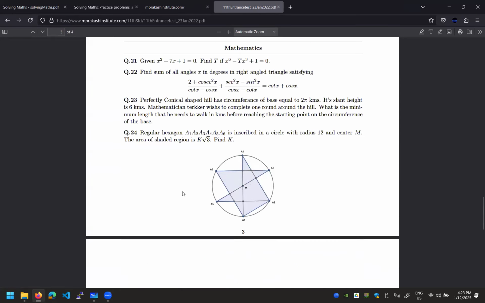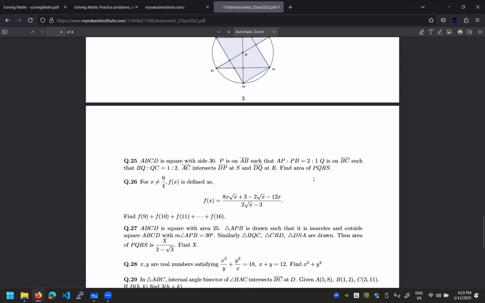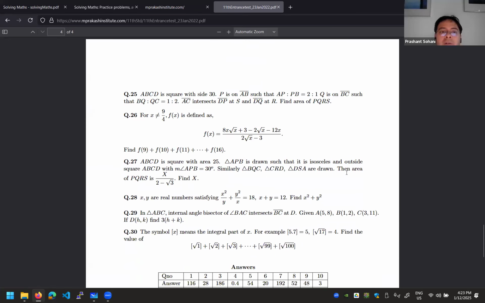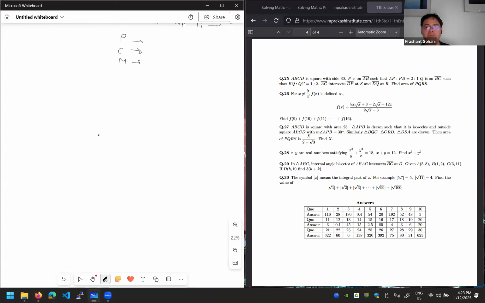January 2022. Yes, I opened that question paper. 25th, 25th, 25th. This ABCD is a square, that question. Yes, sir. Okay, let me give it a try. So ABCD is a square with side 30.